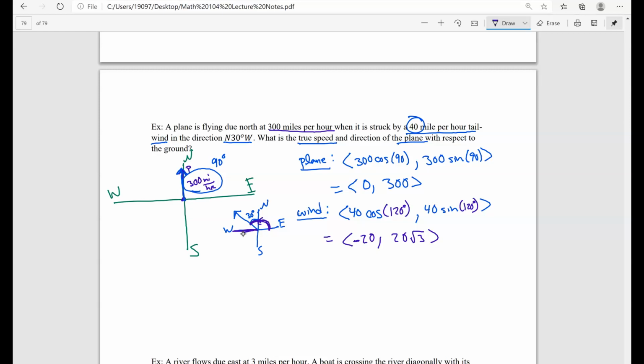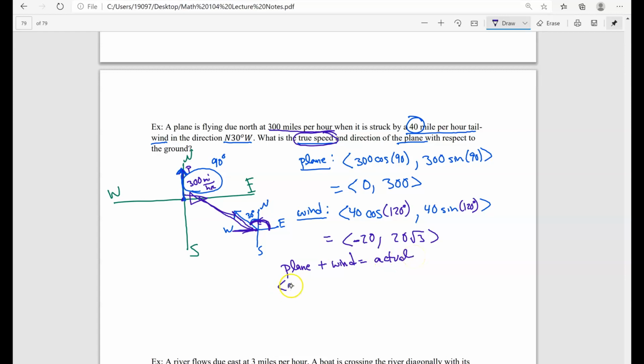All right, so now what we want to do is figure out what the actual speed is going to be. Well, what is the actual velocity of the plane? The plane here is going to be attacked by this wind, so it's going to throw it off course. So basically you're taking this vector and adding it to the plane. So the plane plus the wind is going to give me the actual velocity, or the actual vector.